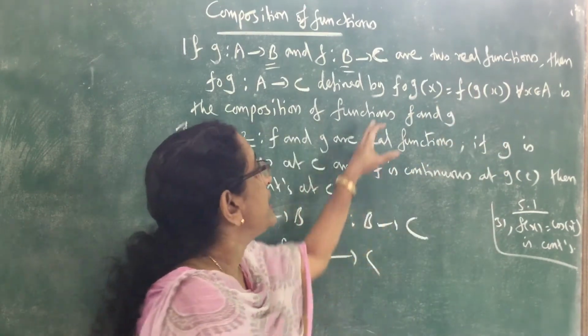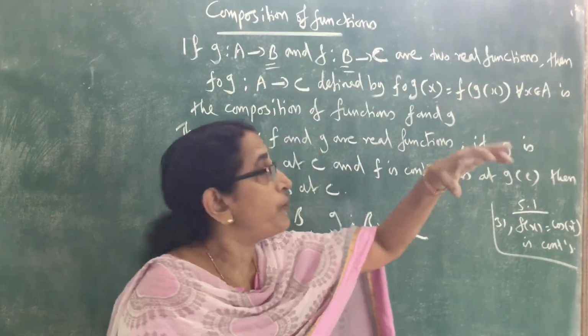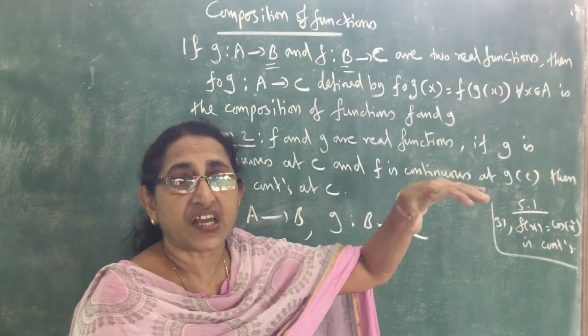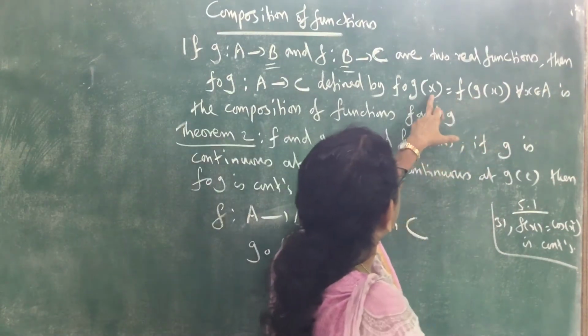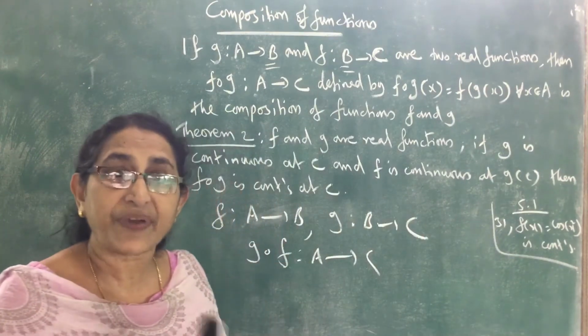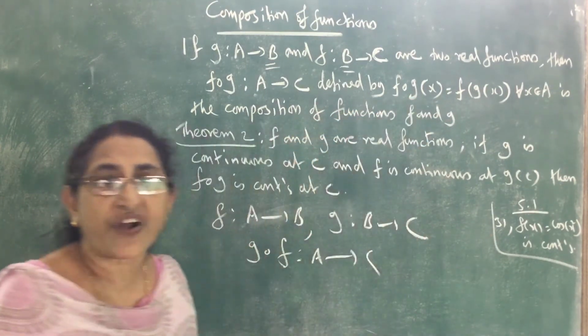Definition is important. F composite g of x equal to f of g of x for every x belongs to A, because this is a function from A to C. So the element x is an element of set A. It is a function from A to C. So that is the definition of composition of functions.